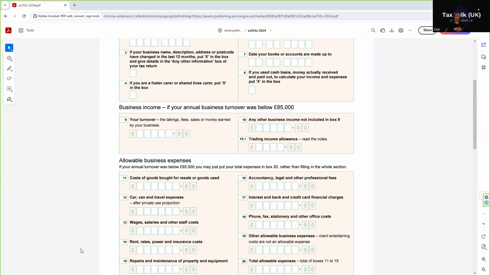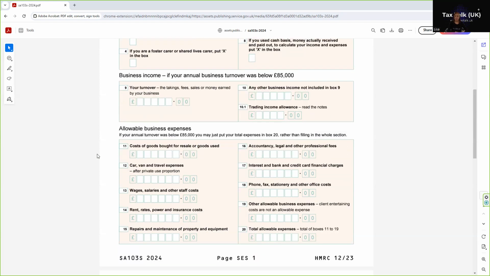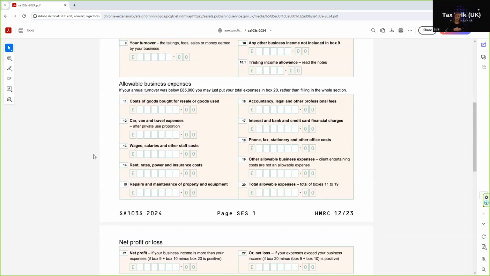VAT is one factor that is relevant to your total money received, not just your profit. Also, as MTD for ITSA becomes mandatory, it will become more and more important that HMRC know what your accurate turnover is, so that they know which threshold you fit into. And again, trading income allowance, we've covered that in other videos. If that's relevant, then you would be putting that there.